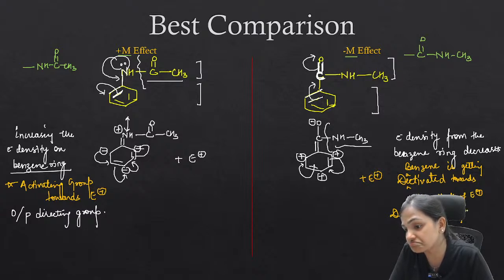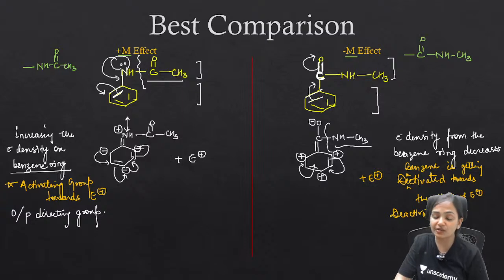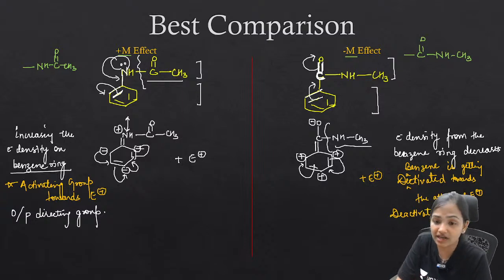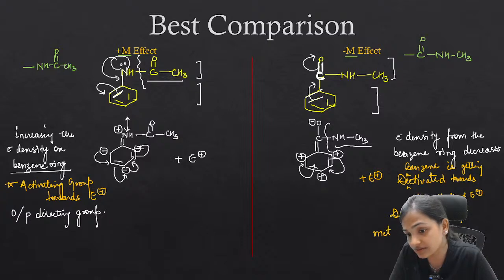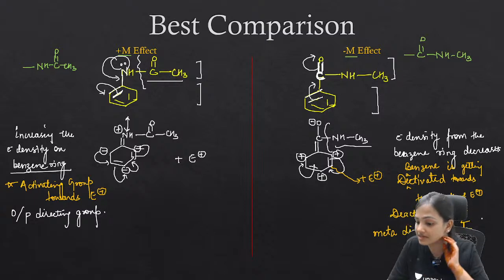In a very rare scenario, if my electrophile says no and starts crying, no, I want to attack, then where can this electrophile go? Only at the meta position, because relatively only meta attack is possible. So we can say that such groups are meta directing in nature. Is it clear?